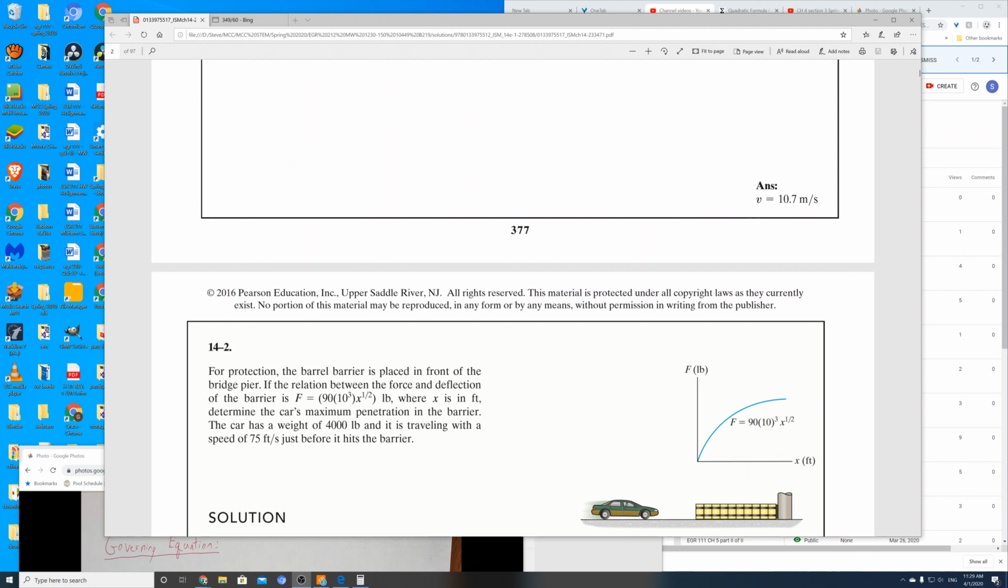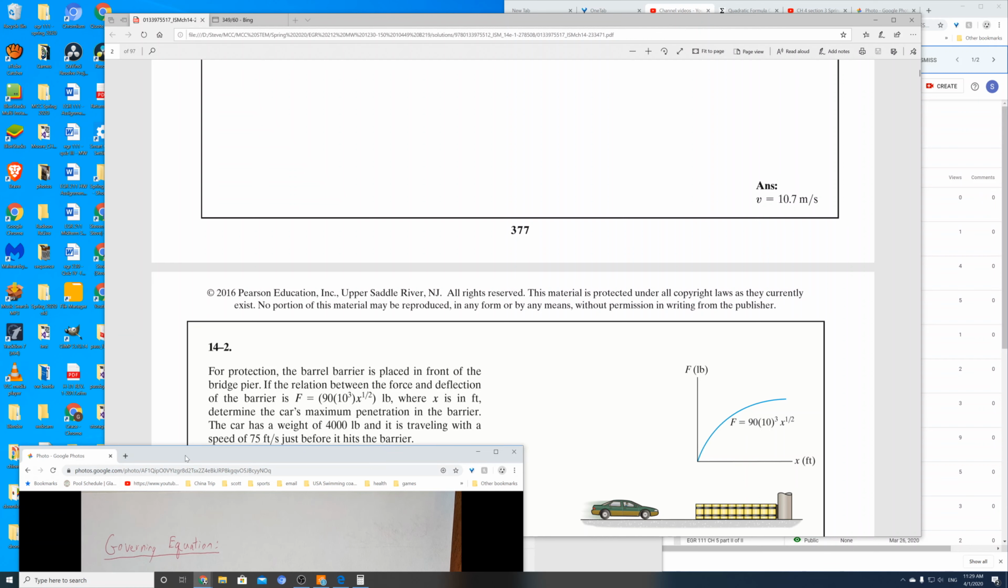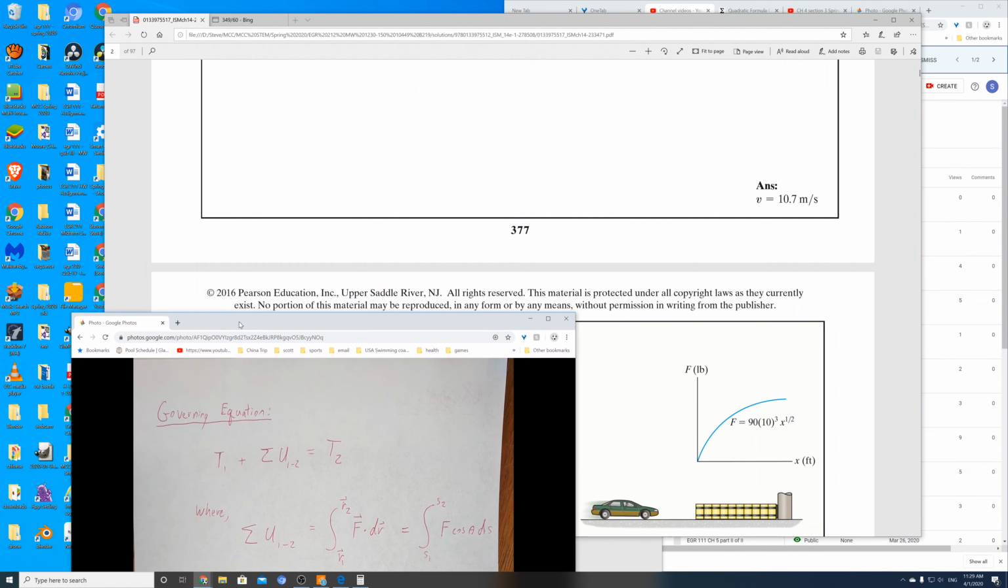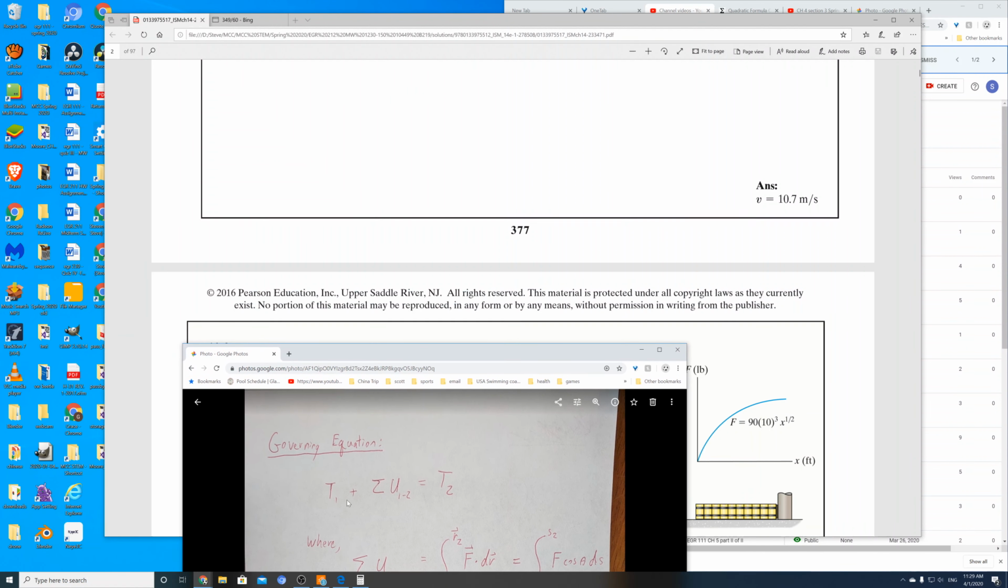So this is in the section of work and energy, so we have the work and energy equation. Our governing equation for this one is just the work and energy equation. Whatever initial energy the car has, plus whatever work is done against the car, gives some final energy. In this case, we're dealing with the kinetic energy of the car. T1 is whatever kinetic energy the car has initially, when it strikes the barrier. Here's the work of the barrier against the car, and the final kinetic energy.